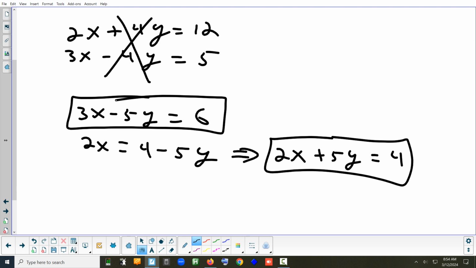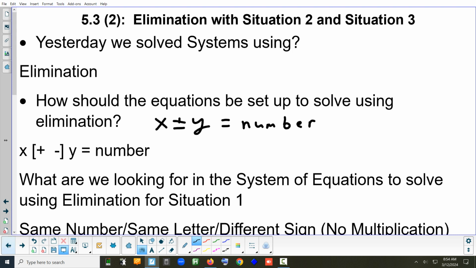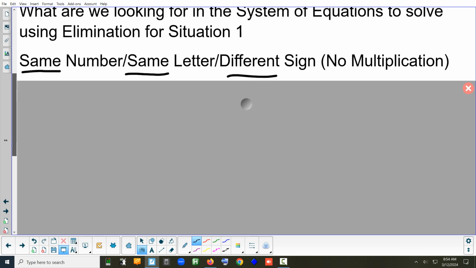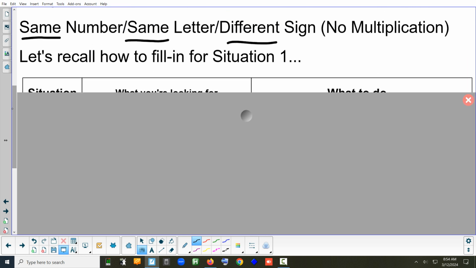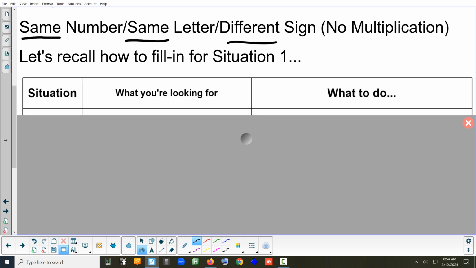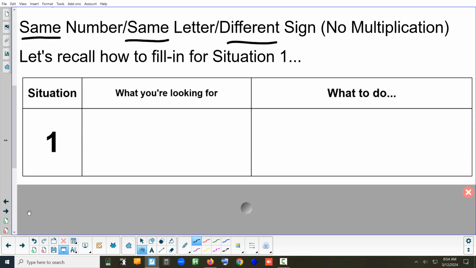Okay, so those are the two kinds of cases that we looked at for situation 1. Pretty much already had what you needed. You didn't have to do any kind of multiplication. Today, we're going to have to do multiplication to fix it so we have what we need. All right, so situation 1, we already wrote down in the guided notes yesterday, so I'm not going to write that one again. But remember, you're looking for same letter, same number, opposite sign, and you just add the columns up, and they cancel out. Okay, so that's already on your guided notes.